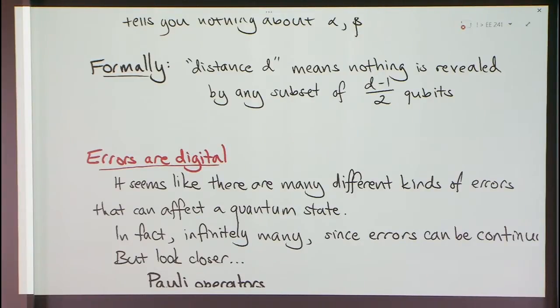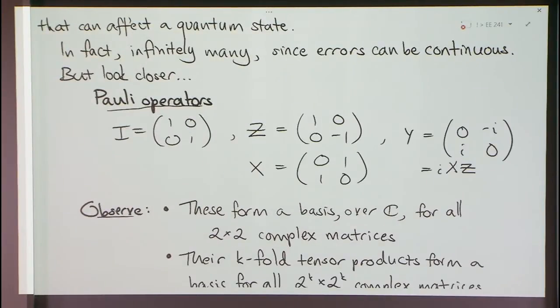The insight behind quantum codes is that this isn't really true. Actually, errors really are digital, and quantum codes really are essentially the same as classical error correcting codes. They're not actually all that different. The easiest way to see this is to get started with these operators that we call the Pauli operators. So the Pauli operators are just 2x2 matrices. You have the identity. You have Z: 1, 0, 0, minus 1. You have X: 0, 1, 1, 0. Then Y is i times XZ.